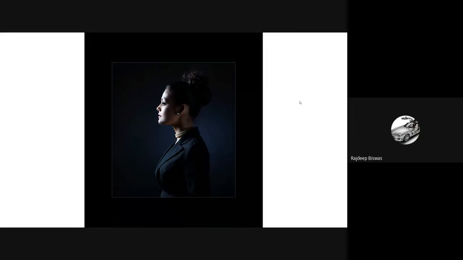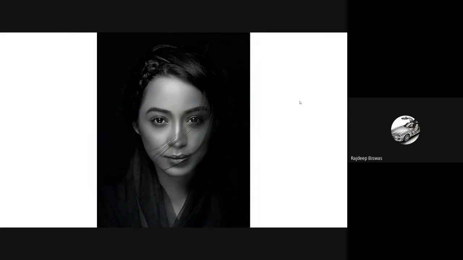No, it is not necessary for the subject to look at your camera. This is a profile portrait. The subject is looking towards the main light and not towards the camera. Here, the subject is looking straight towards the camera.